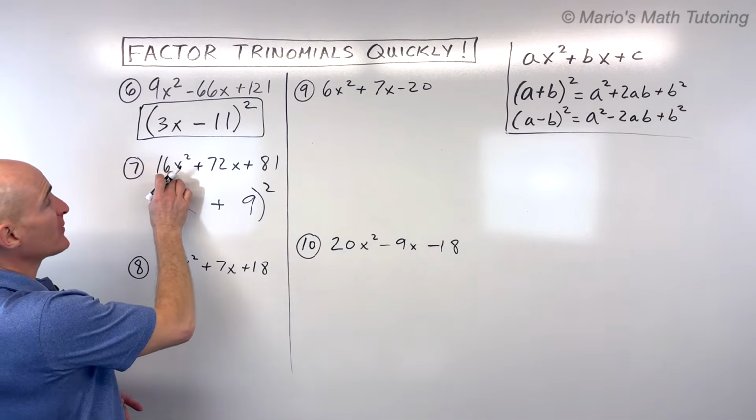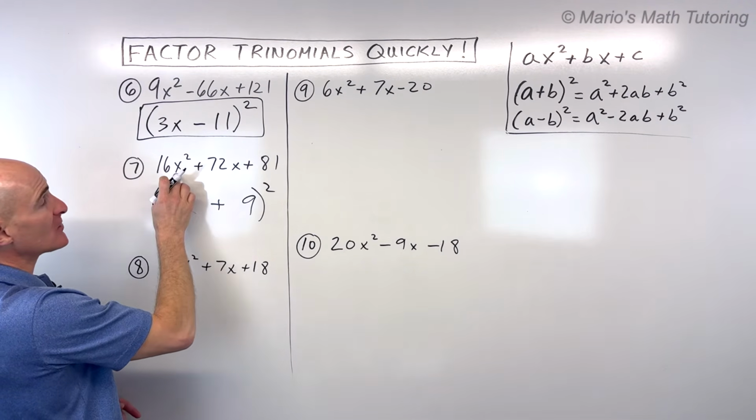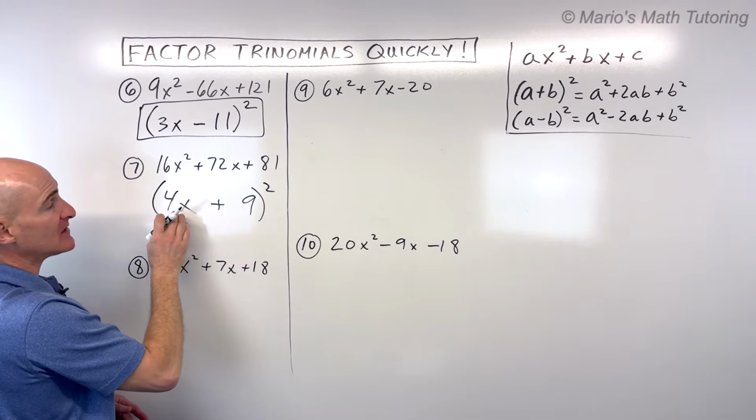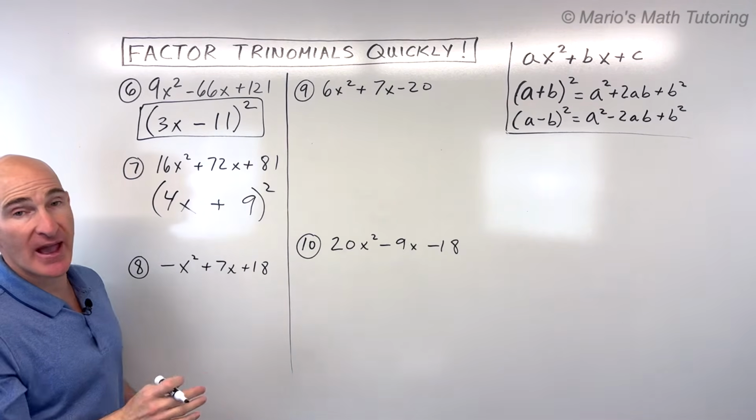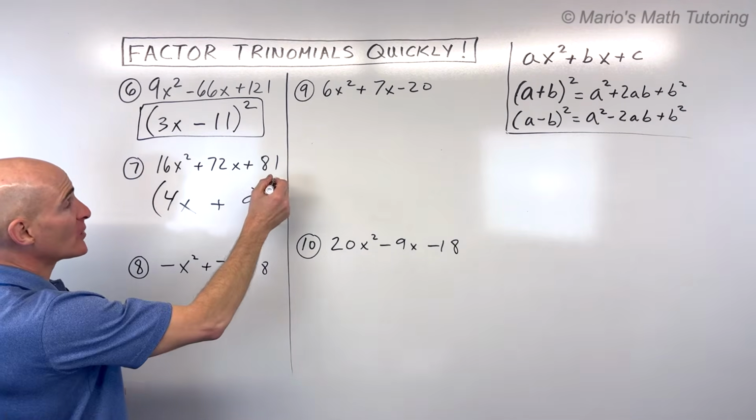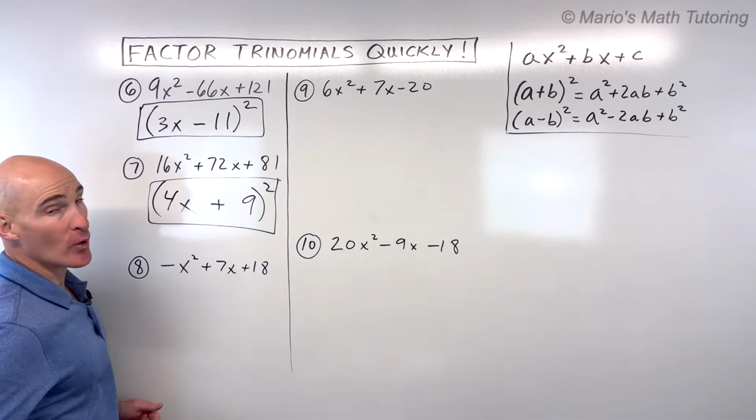So look for those perfect squares, a squared and b squared. Take the square root to find your a and b. Then take a times b times 2. If it matches, you've got a perfect square trinomial, and it's going to be very easy to factor, very quick.